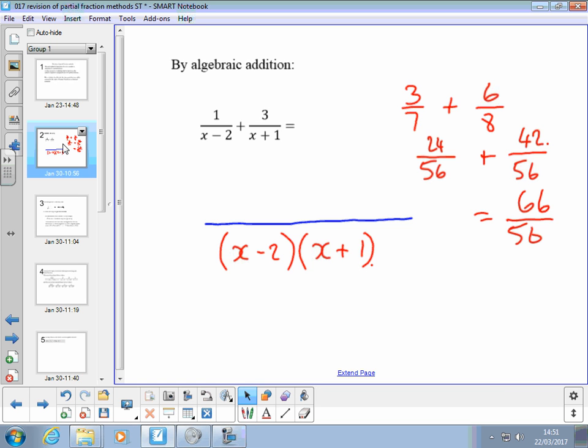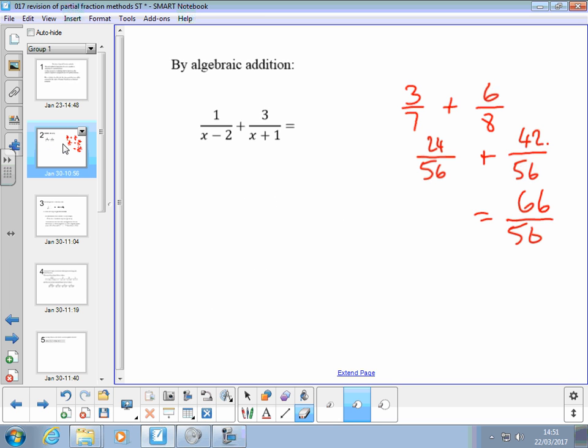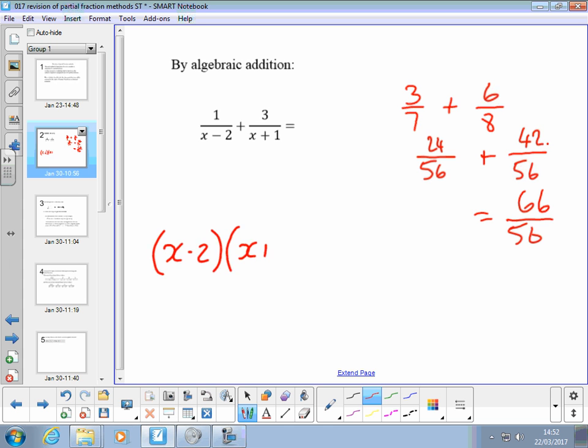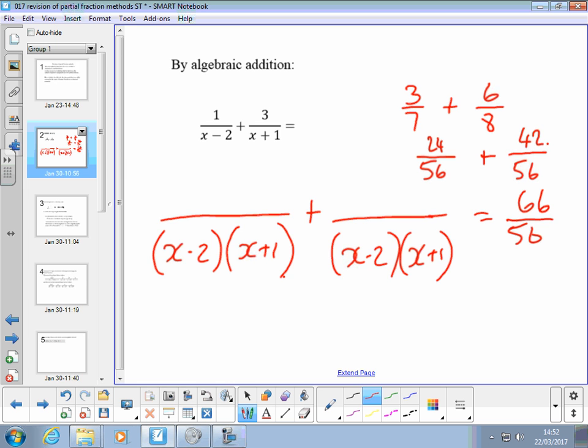let's just separate them into separate fractions to start with. So we need, let's just start again. So our common denominator is x minus 2, x plus 1. And we've got to multiply that by x minus 2, x plus 1 on this side. Okay. So then what do we do on the top?